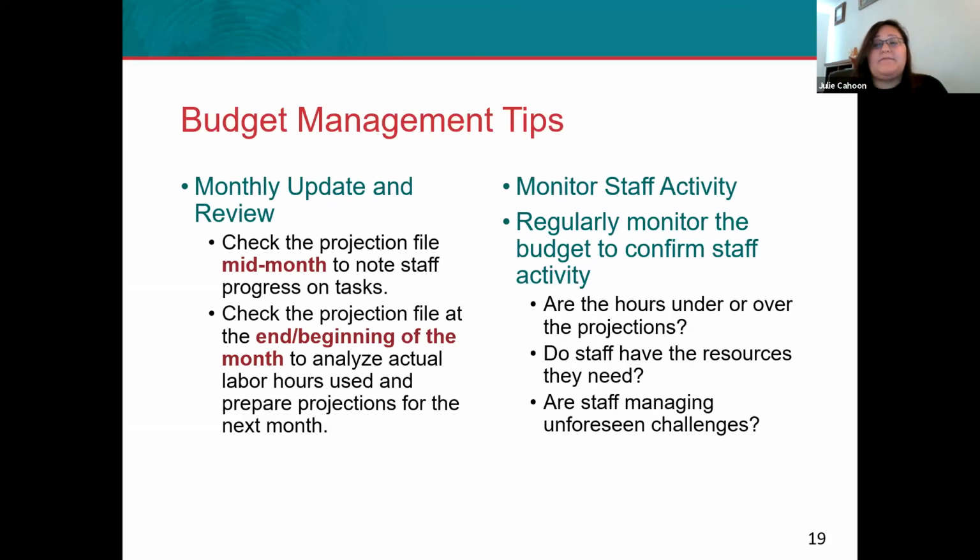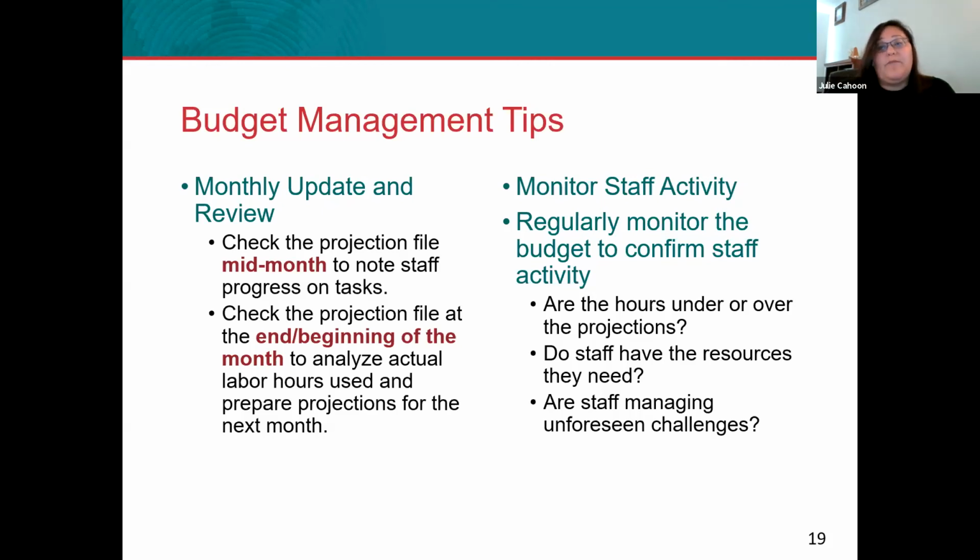So again, these are questions to ask if you see shifts in the staff activity. Are the hours under, over, like we talked about? Do they need more resources, whether that's more additional labor support, or maybe they need some other support? Maybe you need to get them a software to help them manage projects or something like that. And then are staff managing unforeseen challenges? And so again, that's why you might see more hours spent in one month, because they're not able to connect with a particular vendor, or the vendor isn't communicating as much, and so they have to spend more time reaching out, sending emails and phone calls.